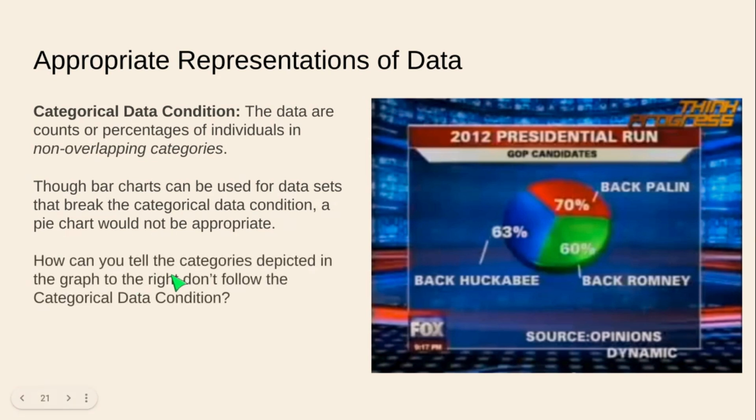So how can I tell the categories depicted in the graph to the right that is now infamous on the internet don't follow the categorical data condition? Well, the percents add up to more than 100%. The categories must be overlapping. There must be people who are backing more than one candidate or all three, all right? There's no other way the data could turn out like this. There's no reason to think the data are wrong, all right?